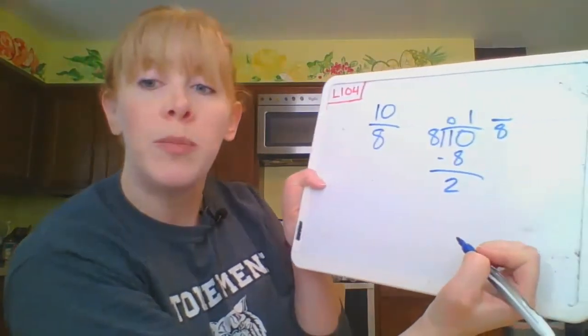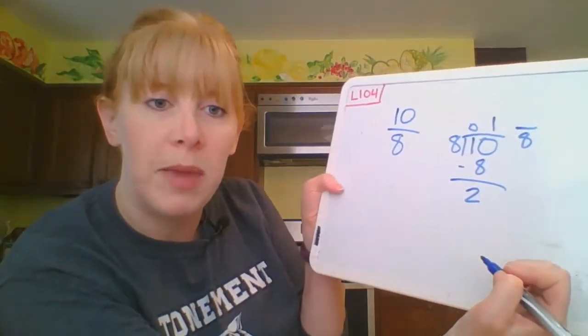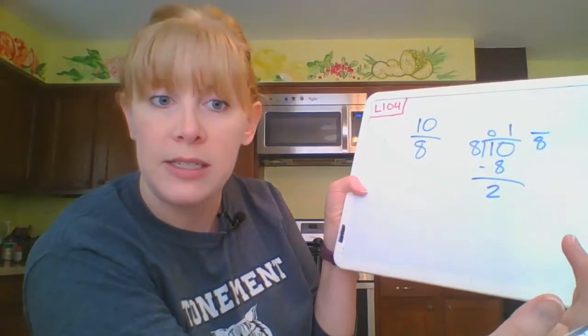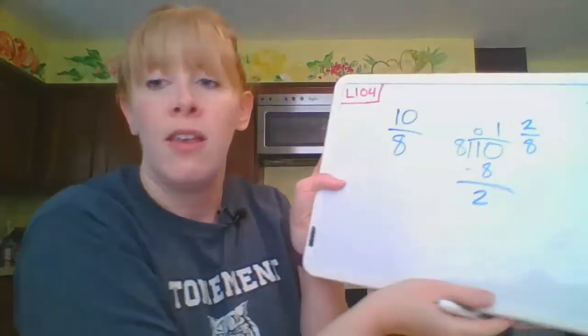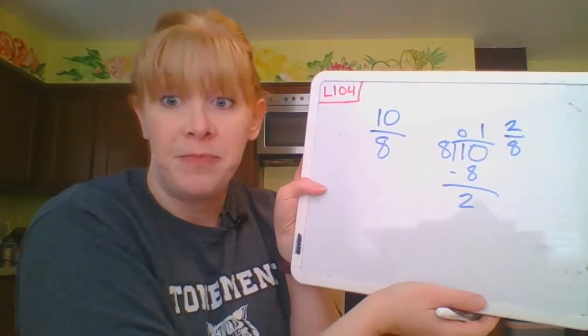My remainder would be 2, but instead of having 1 remainder 2, like 1 pizza with 2 pieces left over, I'm going to say I ate 1 2/8 of a pizza. So on your worksheet, they give you options to solve this 2 different ways.